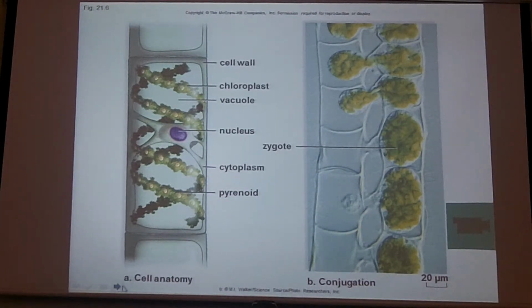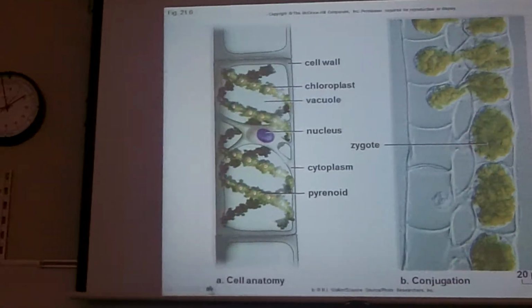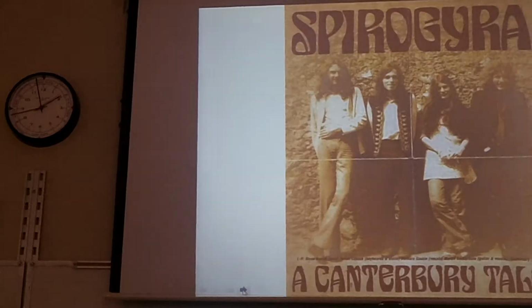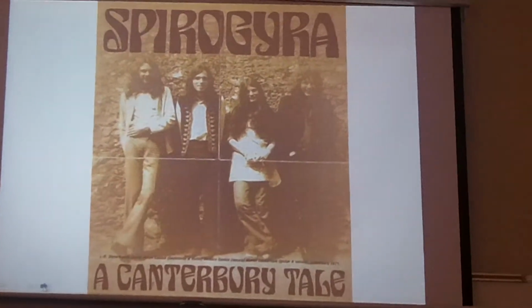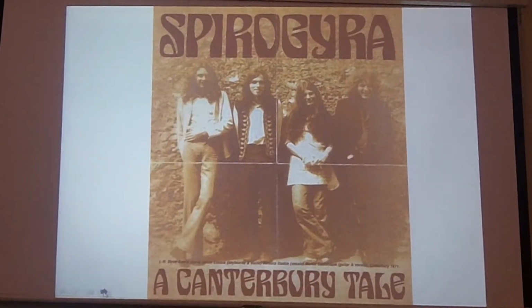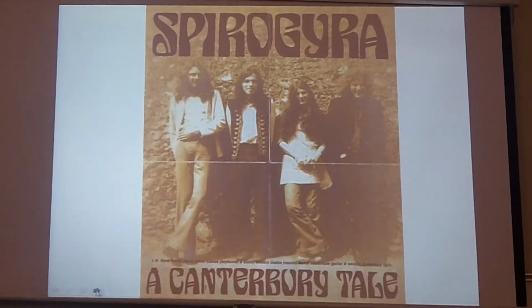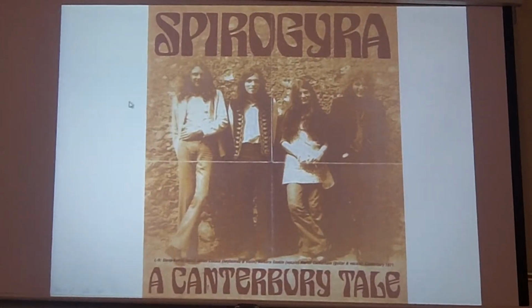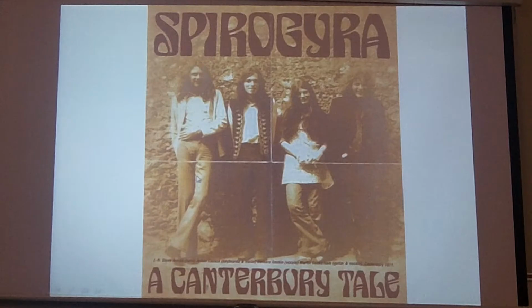And there was a band in the 70s that liked the sound of that algae, Spyro Gyra, so they made a band that got famous. There's their album cover, Spyro Gyra. They're named after algae. You ever heard of it before? My dad had one of their albums. That's how people looked in the 70s and 60s. A lot cooler than we are now.